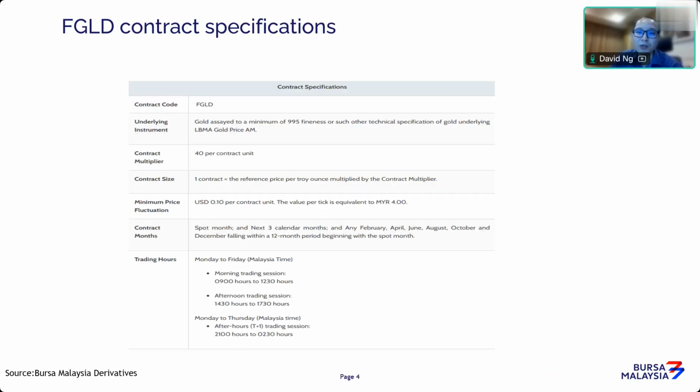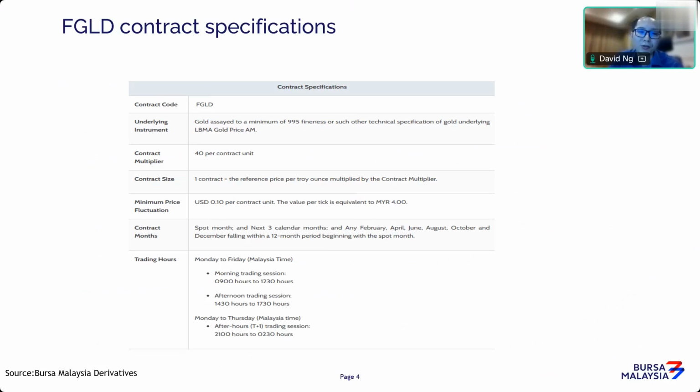Now, I'm just going to go through briefly the contract specs. You can get this on the Bursa Malaysia website. The gold contract listed on the Bursa Malaysia Derivatives Exchange is called FGLD. Now they actually revamped this contract early last year, and this time it is what we call a Quanto contract. The new contract is called a Quanto contract.